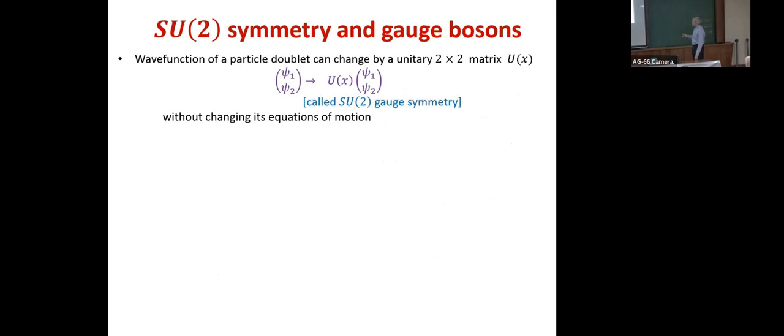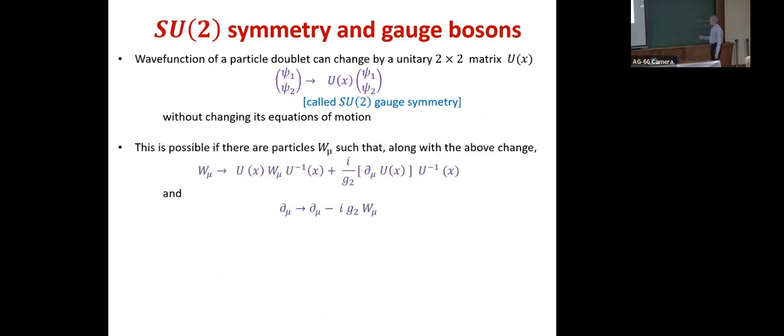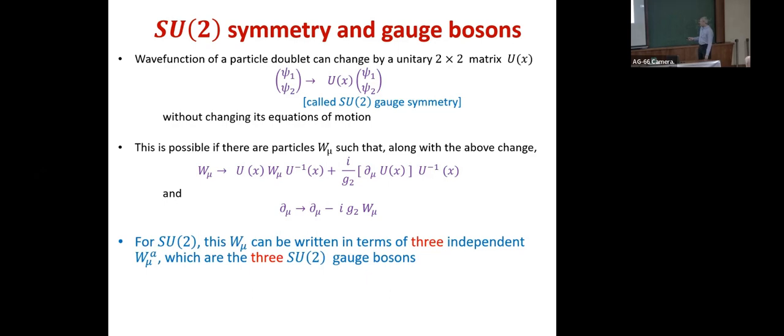Okay, so we know there has to be a pair of fermions, psi1 and psi2. There should be a 2x2 unitary transformation which can take them to something else without changing the equation of motion. And it turns out that it can happen if there are particles W mu such that they undergo these particular transformations. They look exactly the same as what we did for SU3. For SU2, the difference is that we only need 3 independent W mu a's, because it's a 2x2 unitary matrix. So the generators of SU2 are only 3, the 3 Pauli matrices, sigma 1, sigma 2, sigma 3, which you will be familiar with.